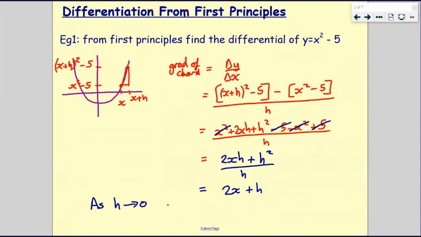We can see then that delta y over delta x tends to, well, this thing here is going to become 0, or go close to 0, and we'll just be left with 2x. We can conclude, therefore, dy/dx equals 2x.